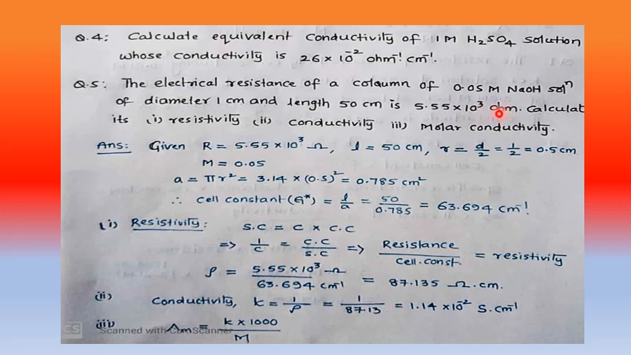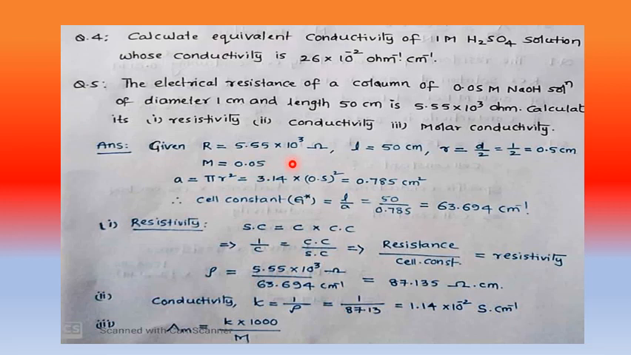Ohm means this is the resistance R value. Calculate its resistivity, conductivity, molar conductivity. First, given R equal to 5.5 into 10 power 3 ohm. This is from the data. L equal to 50 centimeter, r equal to diameter by 2, that is 0.5 centimeter, M equal to 0.05.